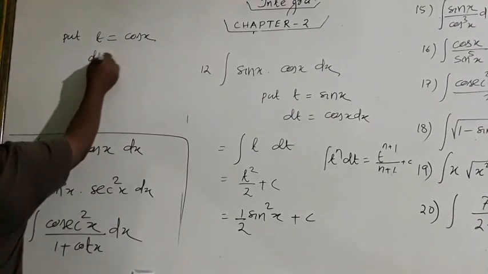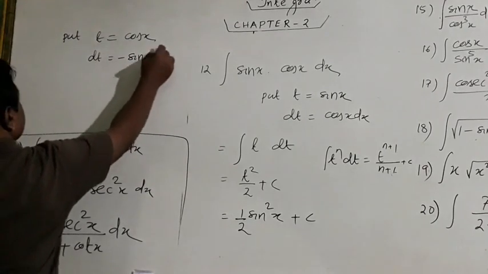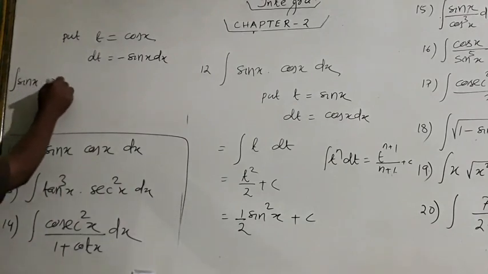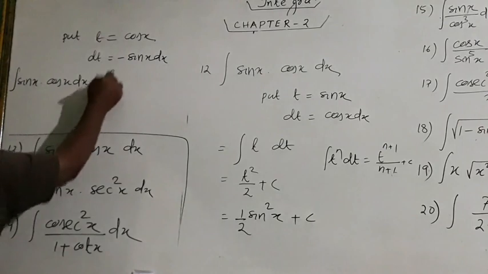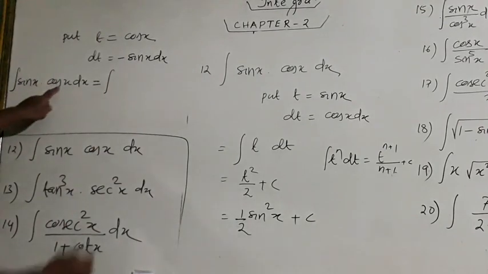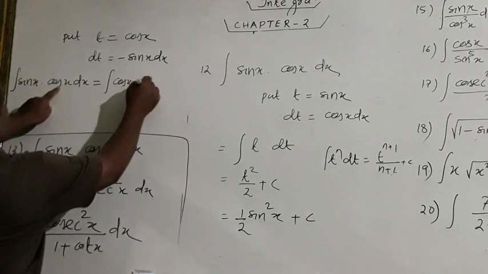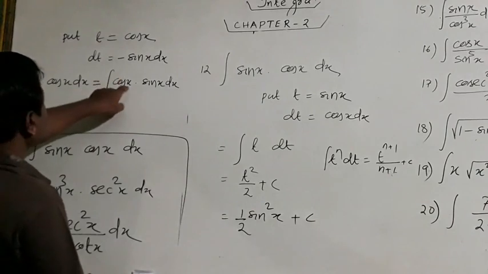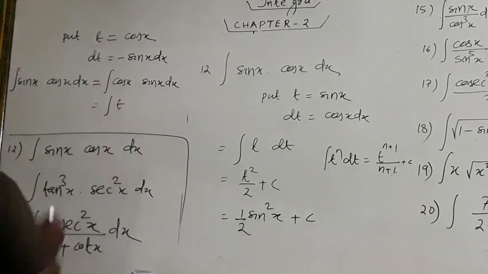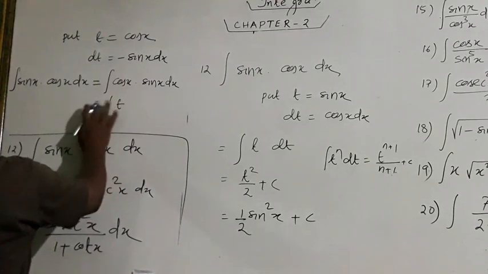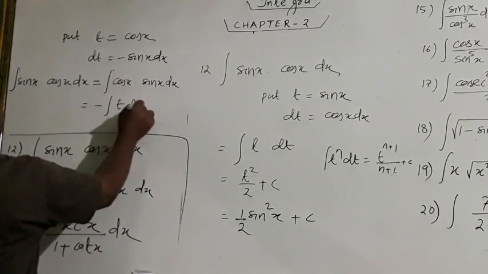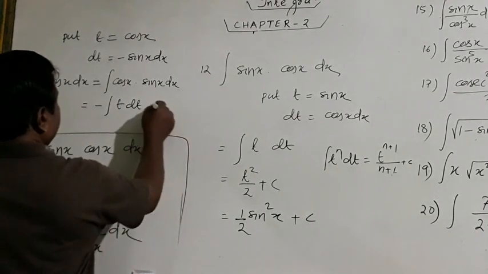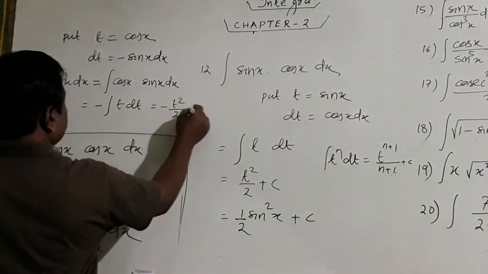Then dt is equal to what? Minus sin x dx. Now the integration is sin x cos x dx. It becomes what? You should bring cos x in front, then sin x to the back. In place of cos x you have to write t, and in place of sin x dx you have to write minus dt. And integration of minus t dt is what? Minus t square by 2 plus c.